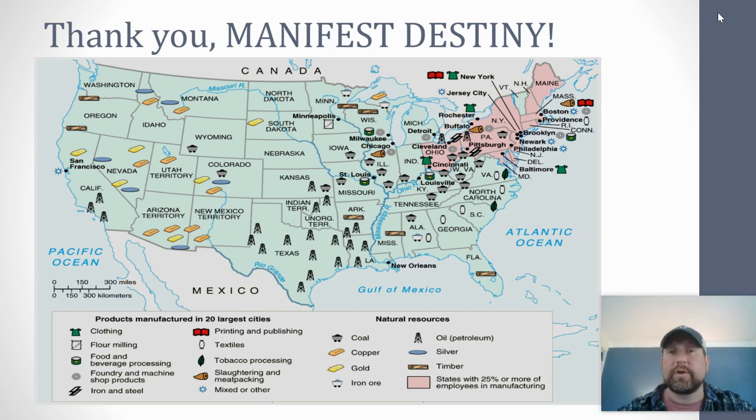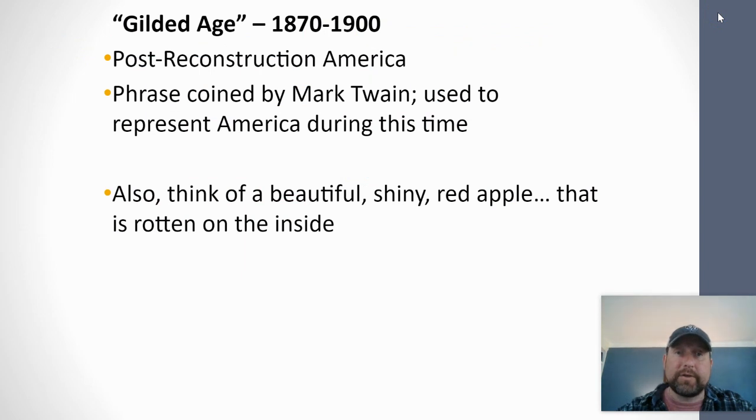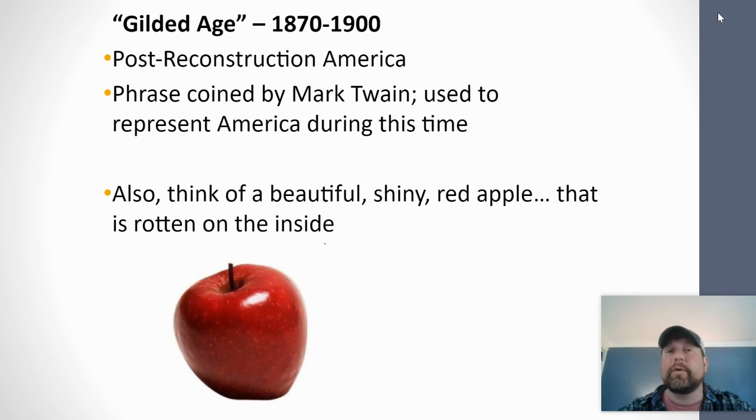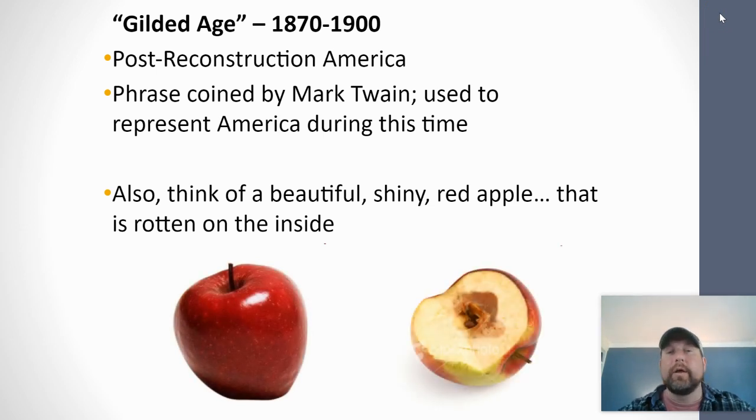So there's all sorts of ingredients creating this perfect storm for America to witness arguably the greatest period of economic growth that the world had seen all around the globe at any point in history up until the end of this time period around 1900. So we call it the Gilded Age. It's a phrase coined by Mark Twain that is representative of America during this time. It is said that it looks like this beautiful, shiny apple. But as I hinted earlier, there is a rotten core on the inside.